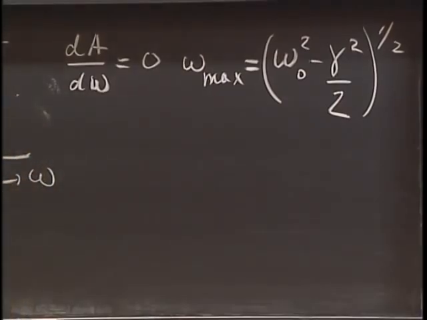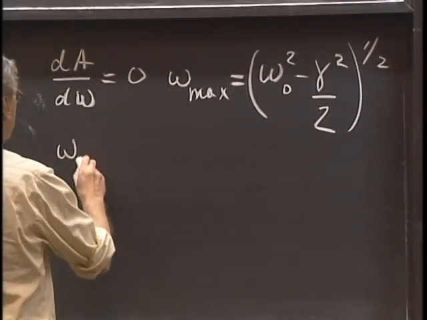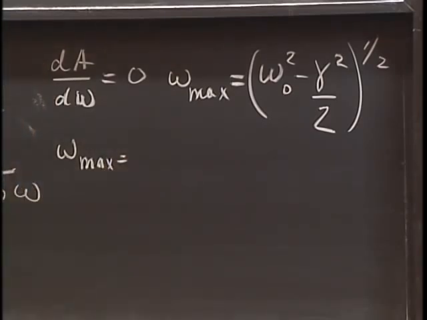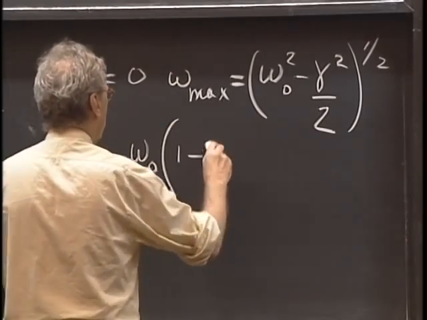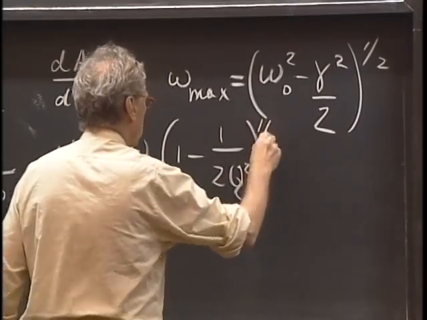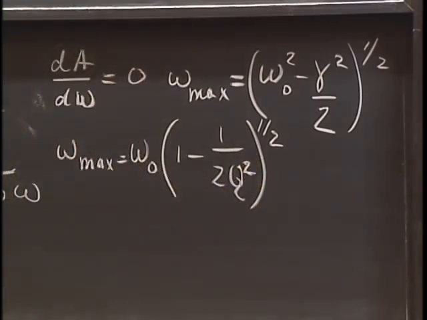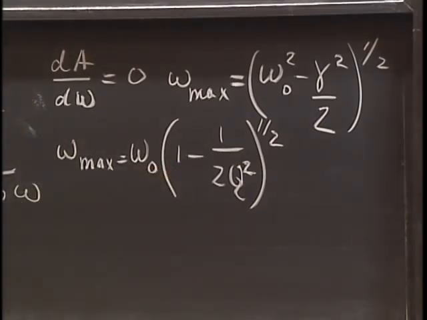And if you like to write that in terms of Q, which is often done, then omega max, so that is the frequency at which the amplitude reaches a maximum, is omega 0 times 1 minus 1 over 2 Q squared, and then the square root of that whole thing. And the reason why this is nice, if you know Q, you can immediately evaluate what the difference is percentage-wise between omega max and omega 0.